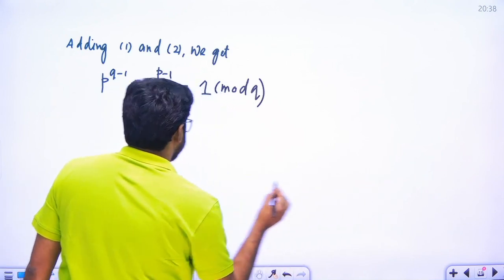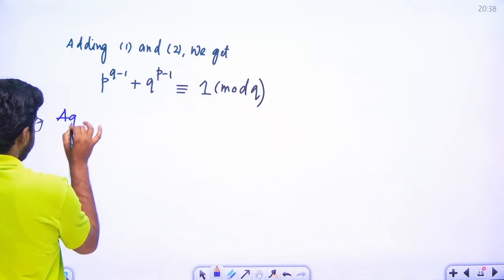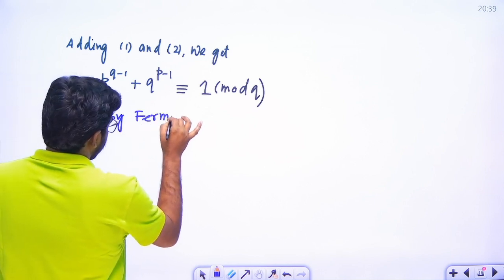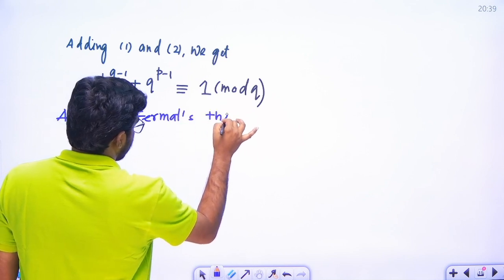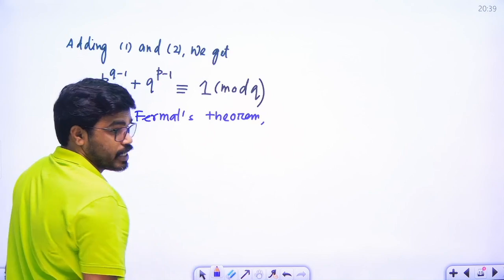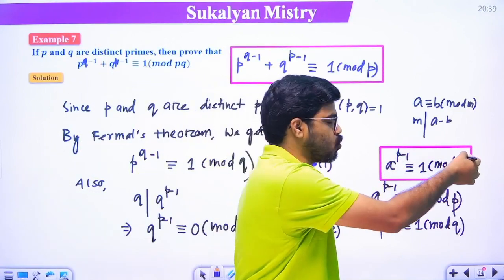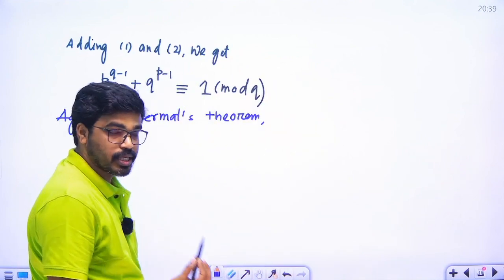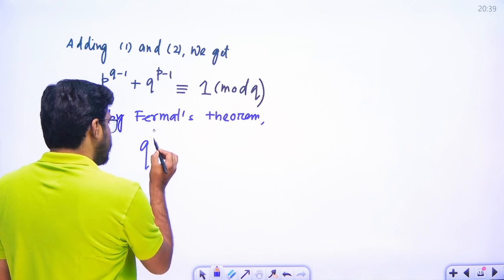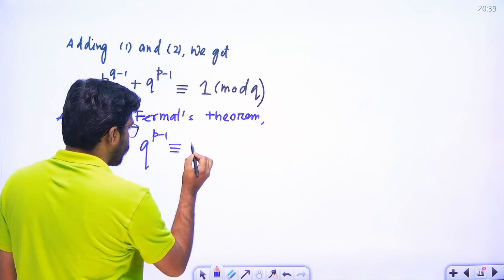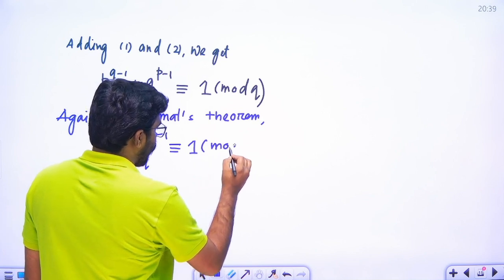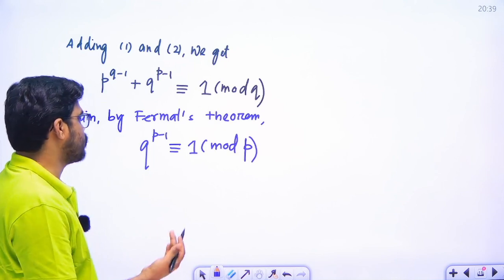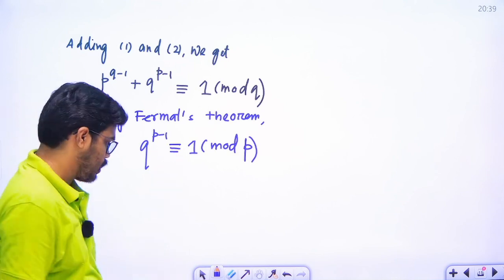Again, by Fermat's theorem, a to the power p minus 1 is congruent to 1 modulo p, right? So q to the power p minus 1, where p is a prime number, this is congruent to 1 modulo p, right?